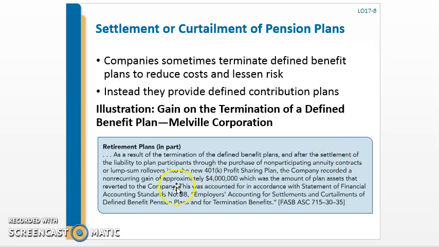If that's the case, obviously it needs to be in the financial statements as a footnote. And it says the company, in this case Melville Corporation, which I don't know what they make, but I guess it's a real one because it's a real example. That's what they do in little blue boxes. The company recorded a non-recurring gain of $4 million, which is the amount of plan assets that reverted to the company. So they took the assets out of there, and somehow they purchased the people's annuity contracts and rolled it into a 401k plan.